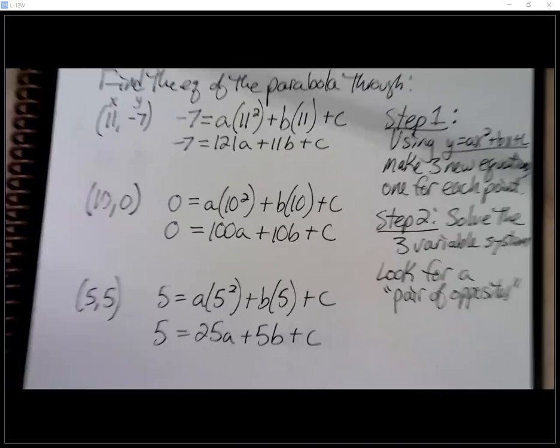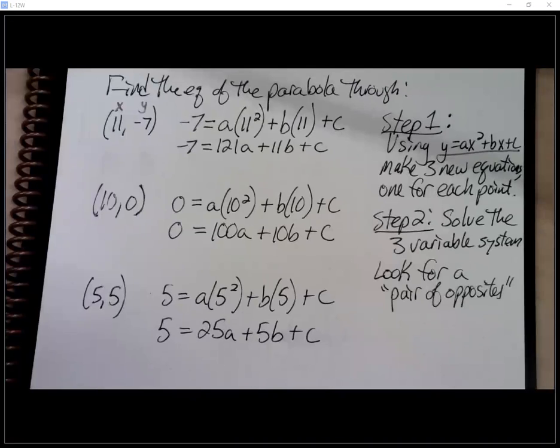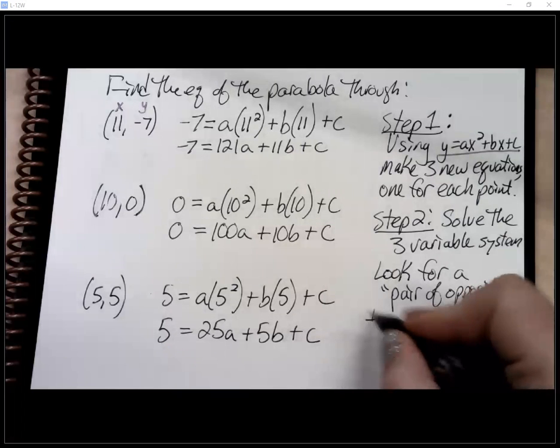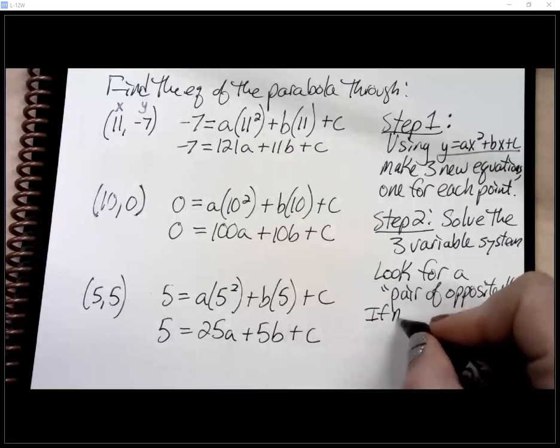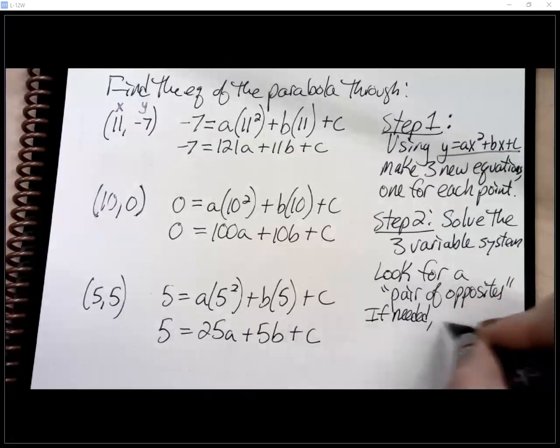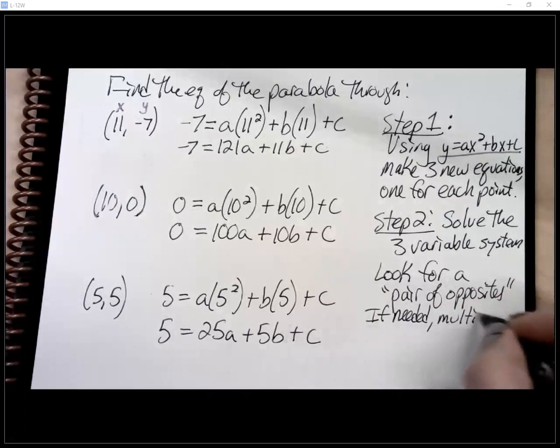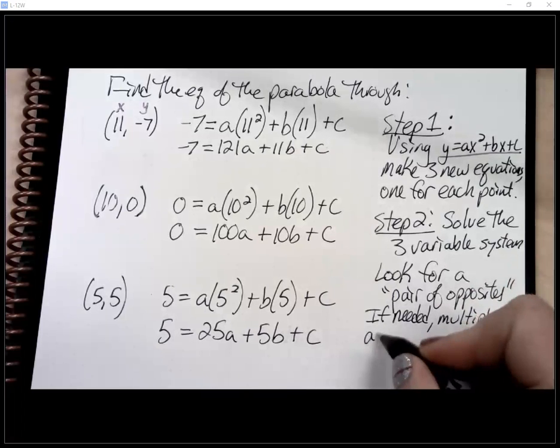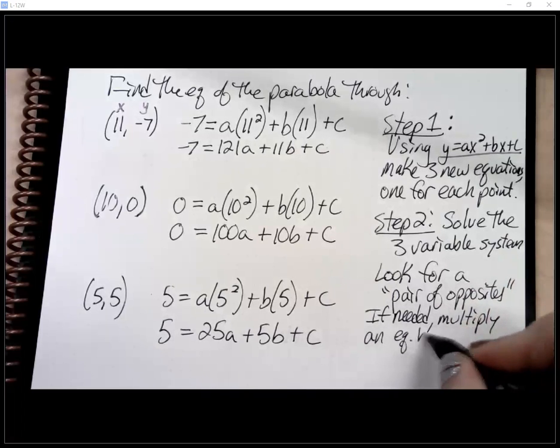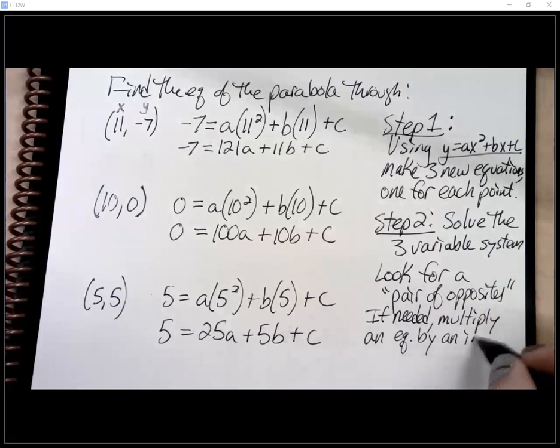So right now, we don't have any that are opposite of each other, like a positive C and a negative C. So I'm going to have to multiply by something to make there be an opposite. Okay? So if you don't have one, if needed, multiply an equation by an integer to get opposites.